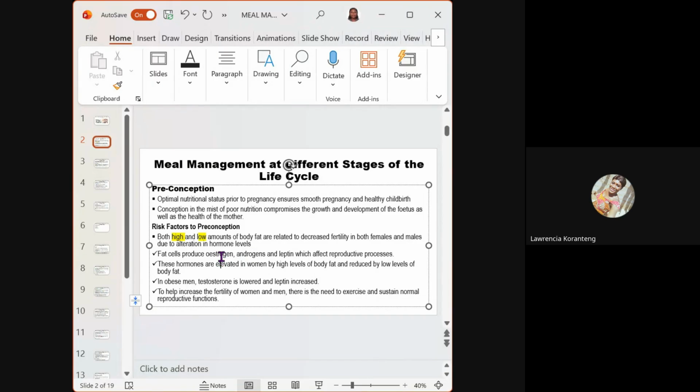in hormone levels. So fat cells, what do they do? The fat cells produce estrogen, androgen, and leptin, which affect reproductive processes. So whenever you hear of estrogen and androgen, what comes to mind? What kind of hormones are they? We have a lot of hormones: estrogen, androgen, dopamine, cortisol, so many hormones. Have you heard of such hormones before, and what are their functions? We are saying that fat cells produce them. So what are these hormones?